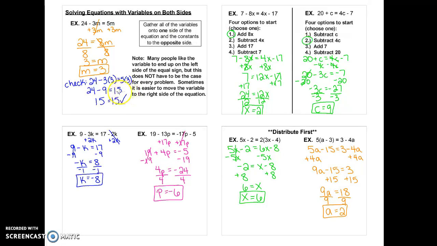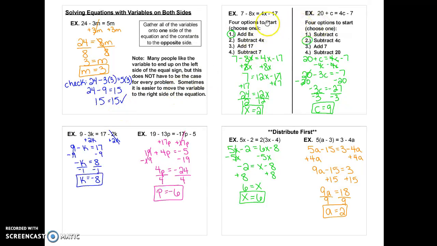Okay, now you should do a check with every single one of these. It doesn't always have to be handwritten. You can check it in your calculator at this point, but you should be checking each one of them. So if you look at the check, 24 minus 3m, but instead of m, I'm replacing it with my answer, which was 3, equals 5m, which is going to be 5 times 3. Again, we're wrapping these numbers that we're plugging in parentheses. You need to make sure that you're doing that so that it shows that these values are being multiplied together. So I have 24 minus 9 equals 15, which is true. 24 minus 9 is 15, so this answer checks out.